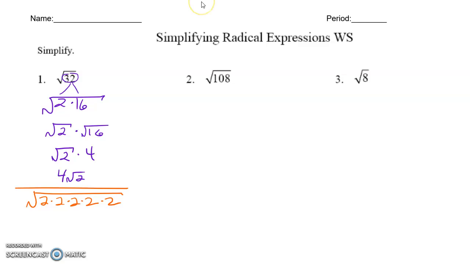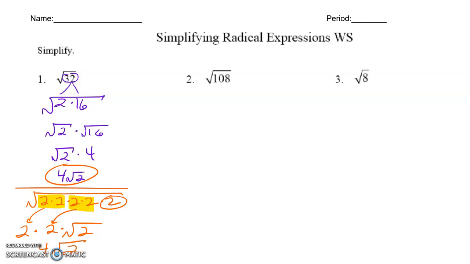I can go ahead and identify pairs of those, and for each pair, a number will come out front, 2. So the square root of 2 times 2 is 2. And the square root of 2 times 2 is 2. And the lonely factor gets to stay inside. So that's the square root of 2. Now when I simplify this, I get 4 square root of 2.